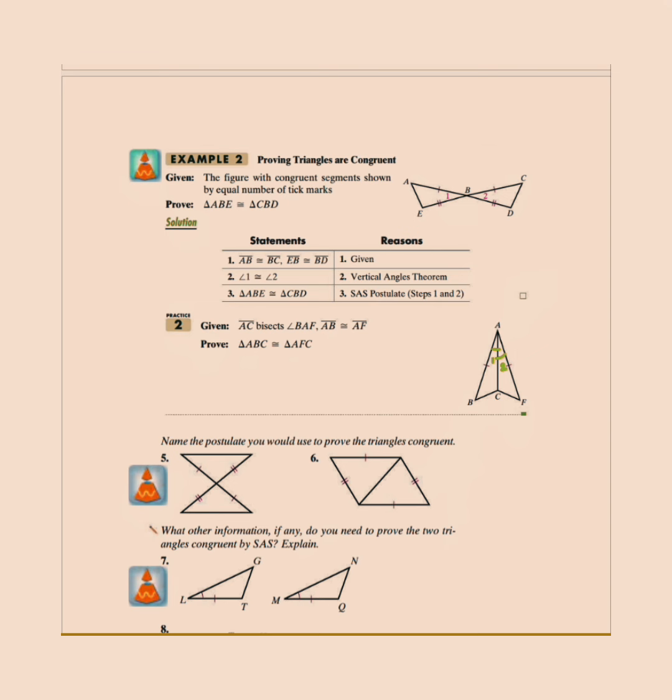So let's start with our statements and the reasons. We can see that the equal sides have been tick marked. Line segment AB is congruent to line segment AF. And why? We can see the tick marks, so we can say that it is given. Now look at the side AC. Side AC is a common side. So by the reflexive property, line segment AC is congruent to line segment AC.